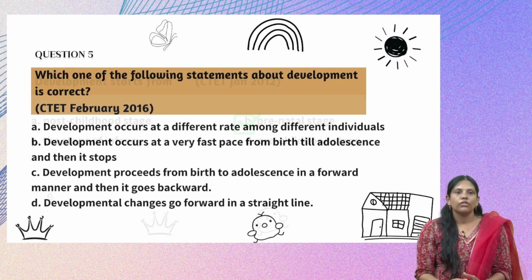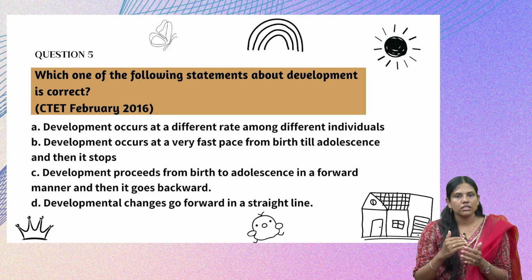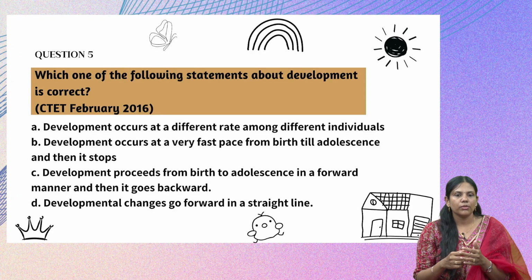Next question. Which one of the following statements about development is correct? Now let's read the 4 options given. Development occurs at different rates among different individuals. Development occurs at a very fast pace from birth till adolescence and then it stops. Development proceeds from birth to adolescence in a forward manner, then it goes backward. Developmental changes go forward in a straight line. Now let us start from option D. Developmental changes go forward in a straight line. The changes in development are continuous but are not always in a straight line. That is one thing. So option D is incorrect.